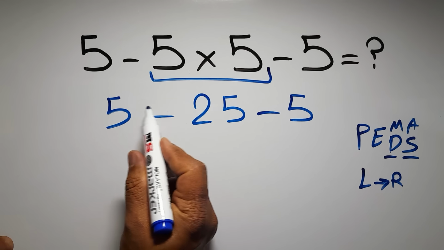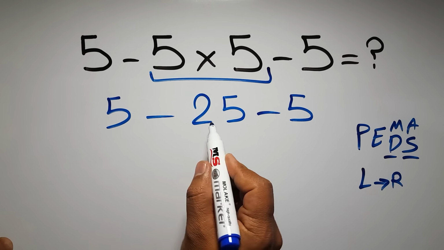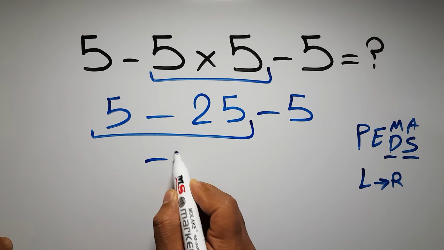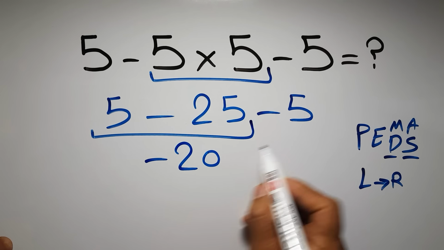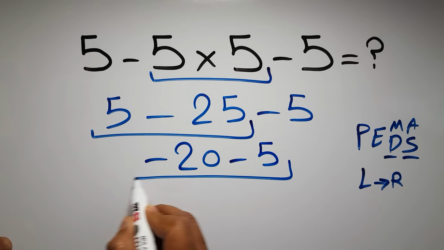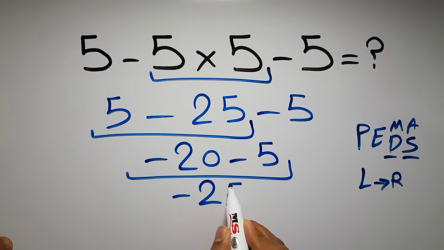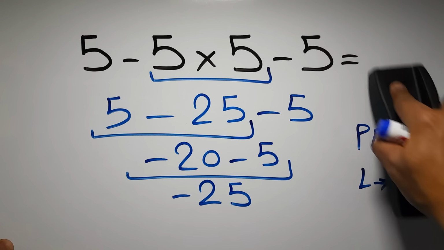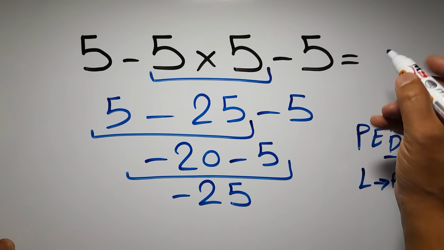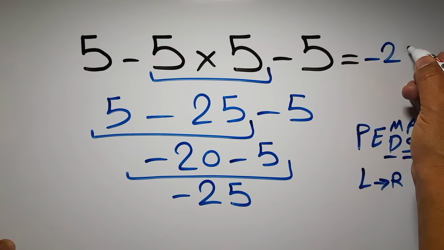So here first we have to do this subtraction. 5 minus 25 gives us negative 20. So negative 20 minus 5, which gives us negative 25. And this is our final answer to this problem. The correct answer is negative 25.